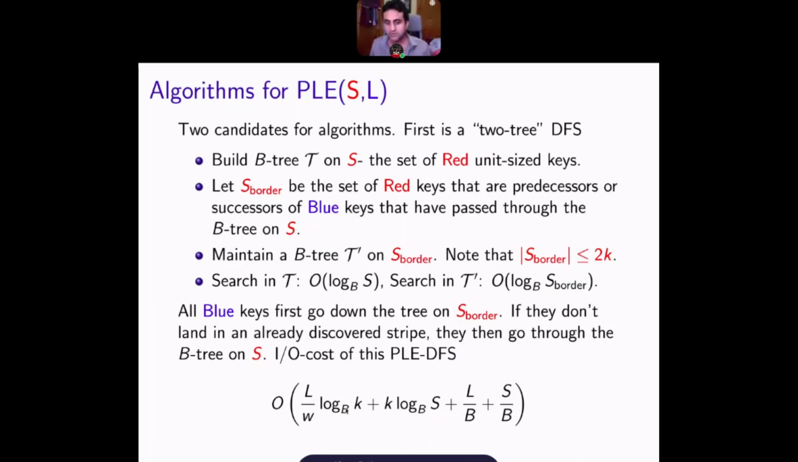It only incurs a cost of log base B of K, because there are only order K border elements, since there are order K stripes. On the other hand, it could happen that a blue key is discovering a new stripe, in which case when it goes down the small tree, it won't give us any information, and then we send it down the large tree. So then you get a K log base B of S. So this is the first candidate algorithm. And this actually works when the large keys are very large, because notice that once you bring a blue element in memory, you basically flush it down the tree completely.